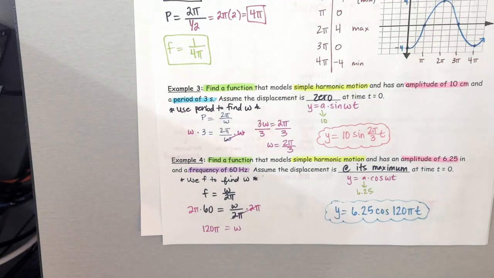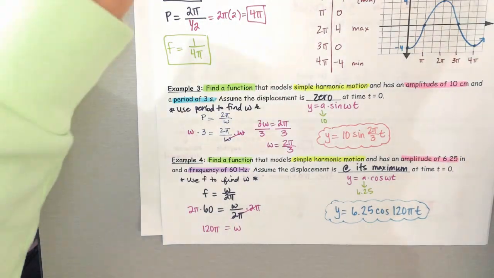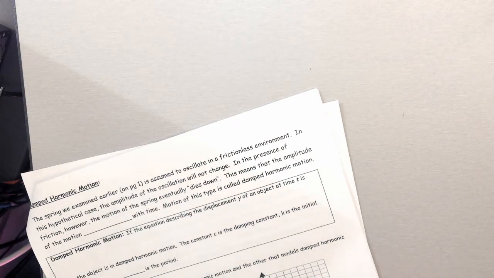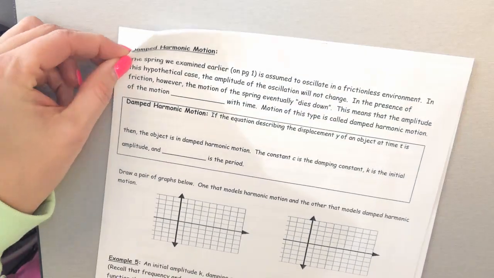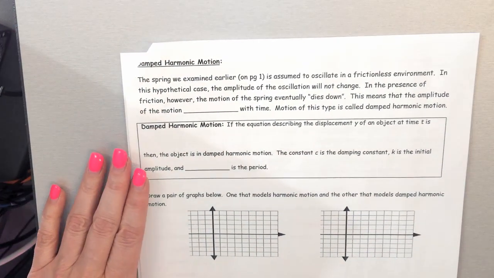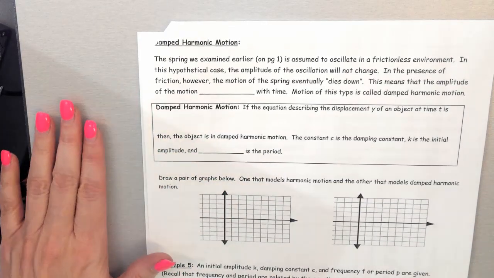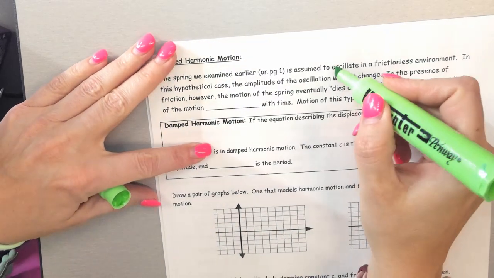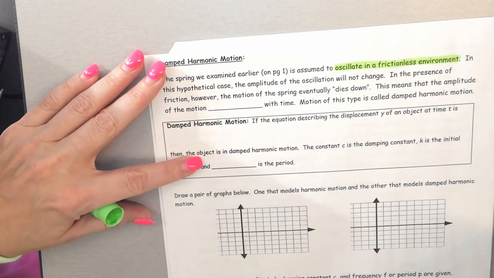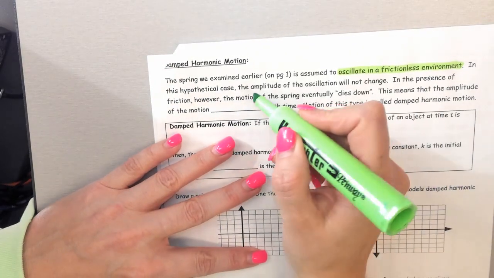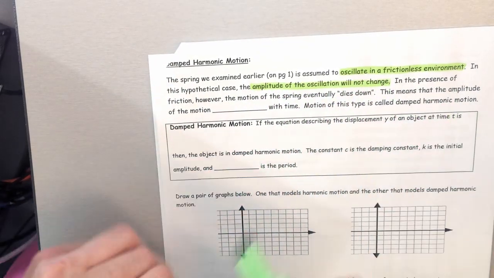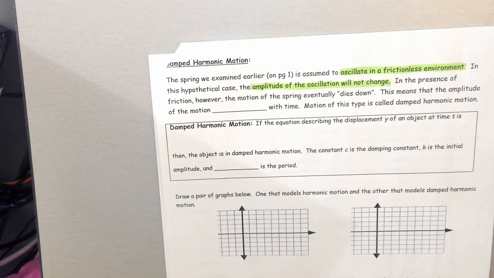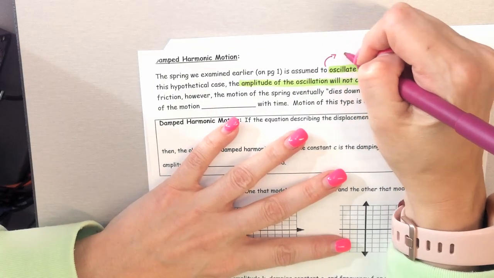All of that is simple harmonic motion, and it acts just like our sine and our cosine graphs. Now we're going to talk about what is called damped harmonic motion. The spring that we talked about on page 1 is assumed to oscillate in a frictionless environment. In that case, the amplitude will not change. It's always going to reach the amplitude. That is called simple harmonic motion.